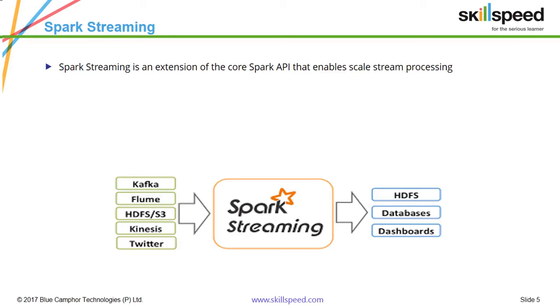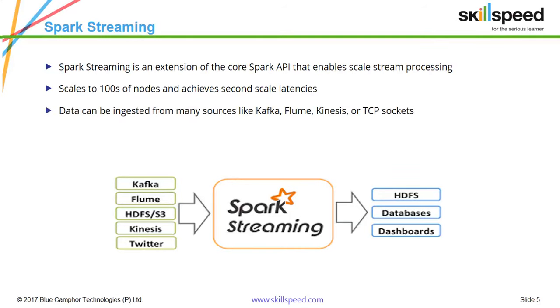If you look at Spark Streaming, it is an extension of the core Spark APIs. What this actually means is that whatever you are doing on the Spark Streaming API will be inherently converted into Spark core and then executed. The advantage is that you can run stream processing on hundreds of nodes with sub-second delays, and the data can be taken from a variety of sources.